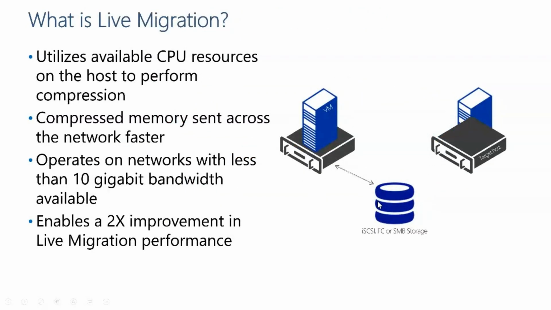So, live migration, we spoke about this last time. Live migration is where you utilize available CPU resources on a host to perform compression. The compressed memory is sent across the network faster. It operates on networks with less than 10 gigabit bandwidth and enables a 2 times improvement of live migration performance. So again, the virtual machine is running here, it's stored here, and then there's a migration network, and the memory is sent over compressed, and this is not running at this time.